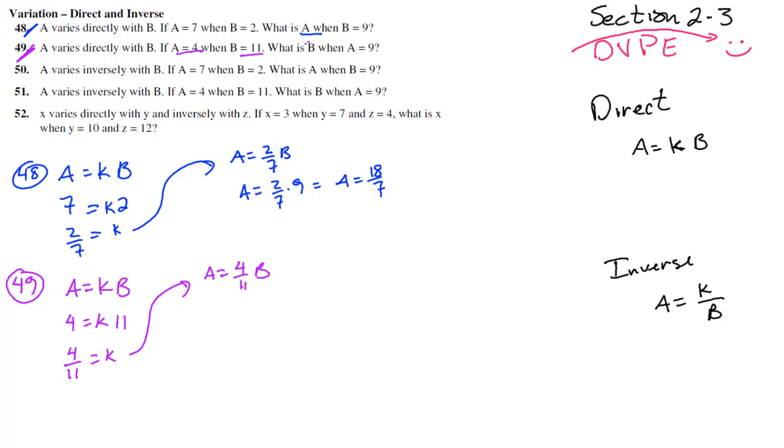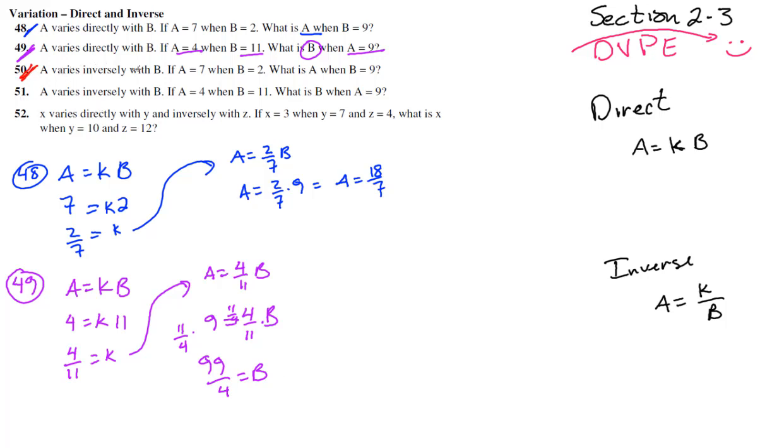It says what is B when A is 9? So we stick a 9 right here, and this is 4/11 times B. Good. How do we get B by itself? We're going to times by 11 and divide by 4, or times by 11/4 to get rid of that fraction. We get 99/4 equals B. So that should be about 24.75. Excellent. Let's try number 50.